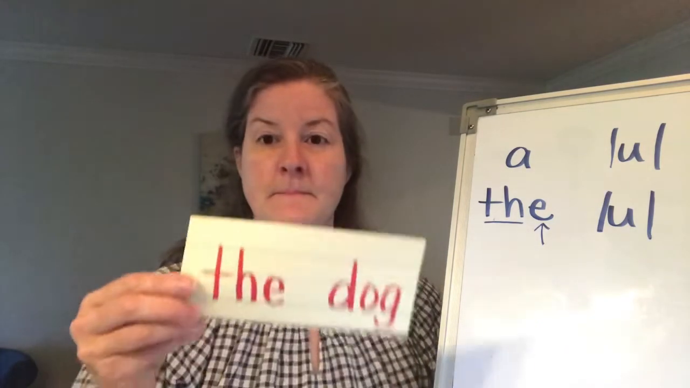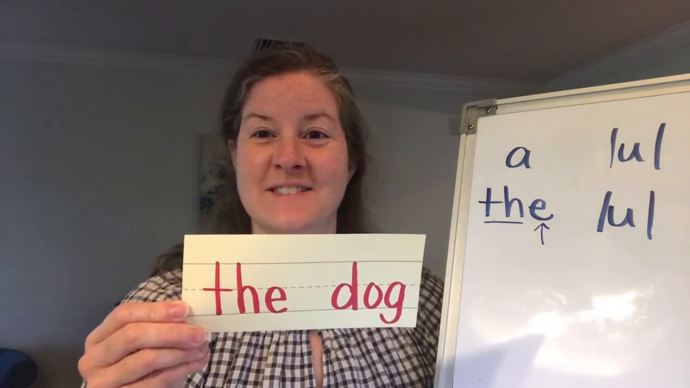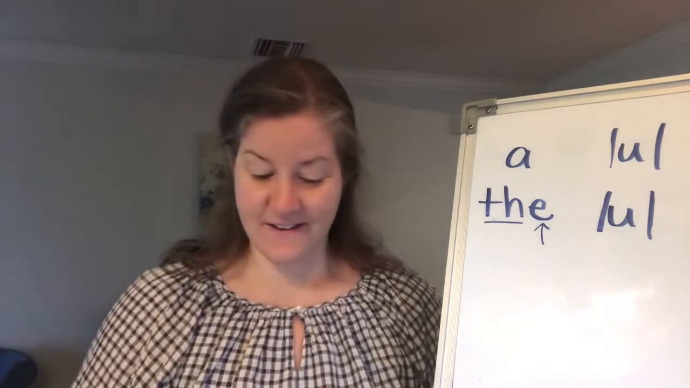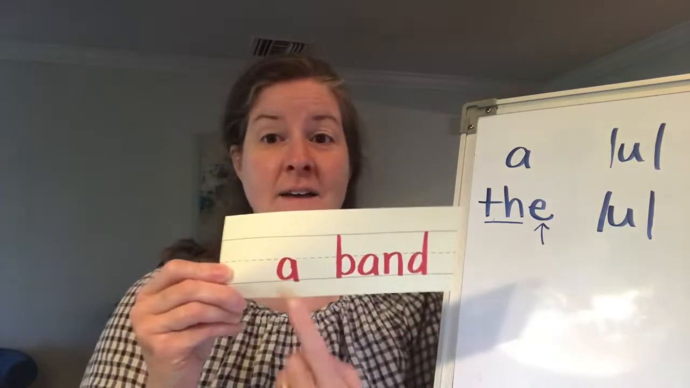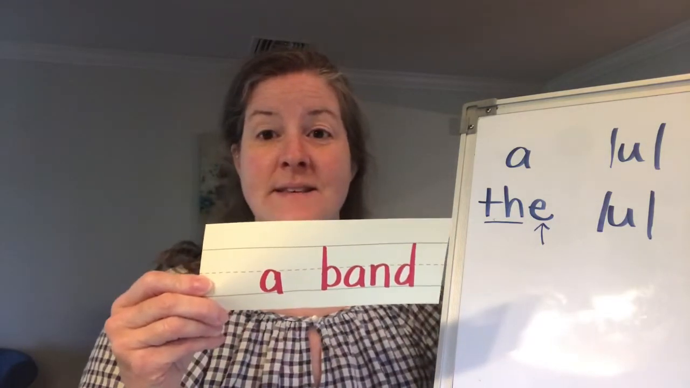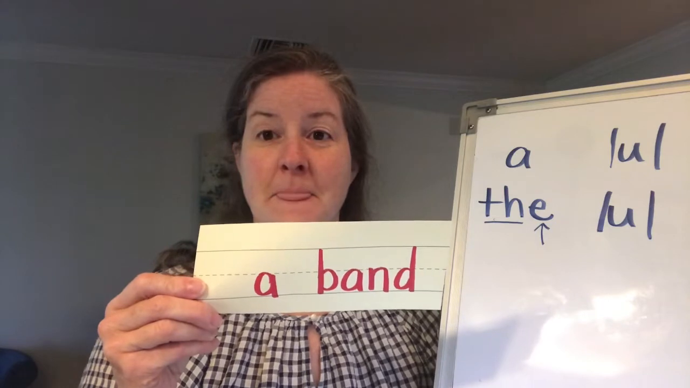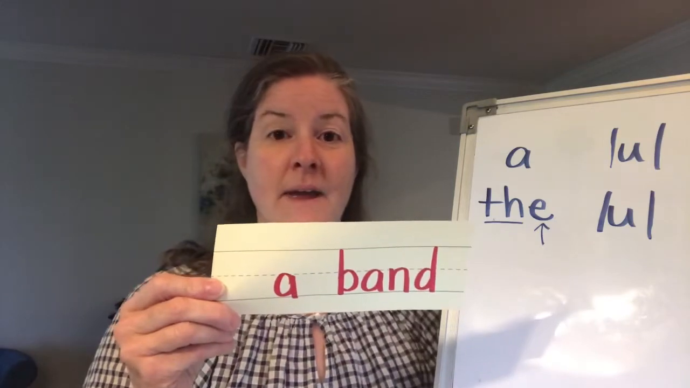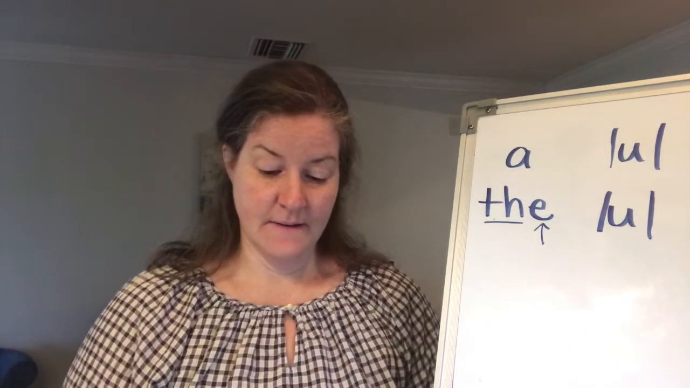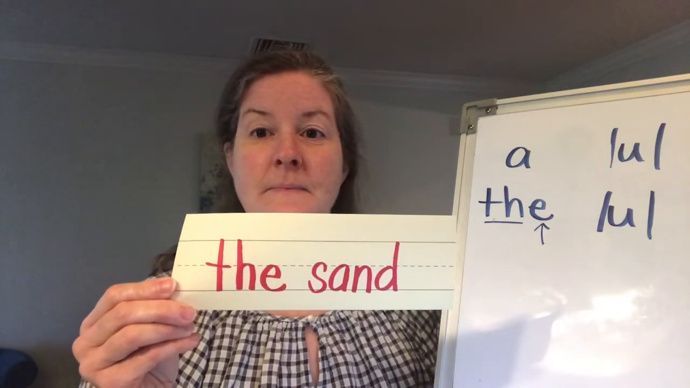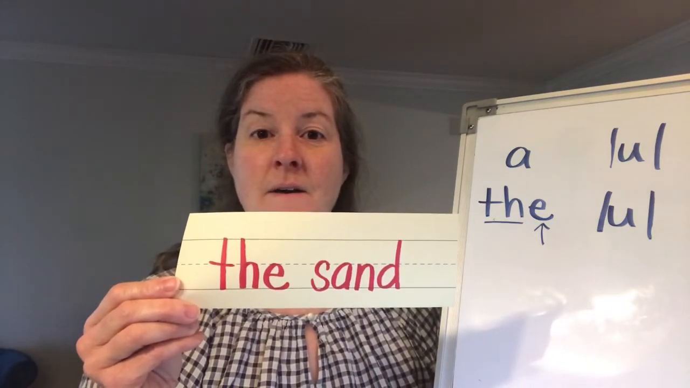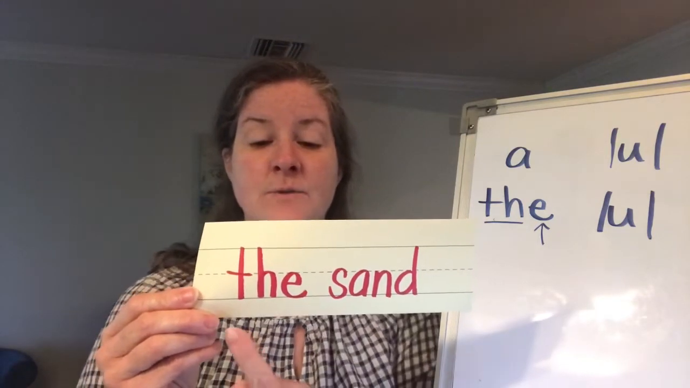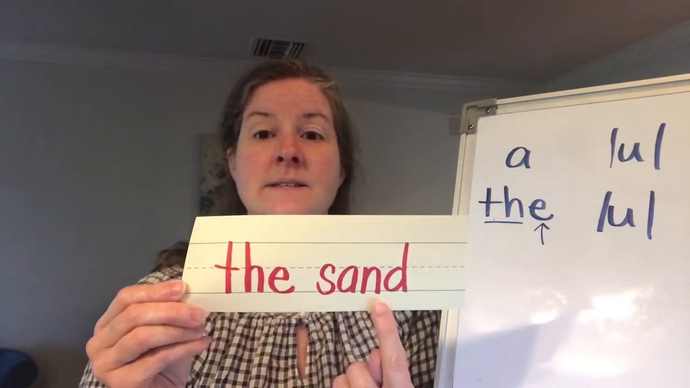You read this one. What does that one say? The dog. Good. Oh, this one isn't the, but it's the A pronounced like the U that says uh. A band. I saw a band in the parade. Good. Let's try this one. The sand. When I go to the beach, I like to play in the sand. Good.